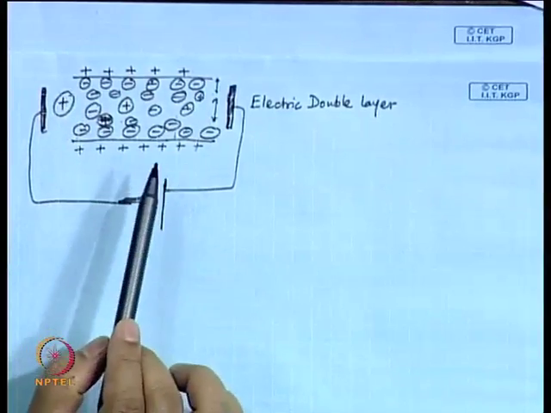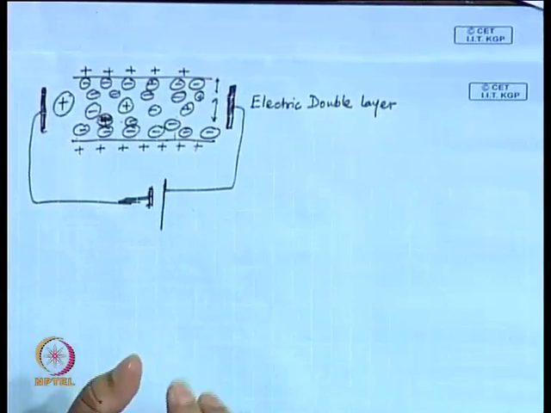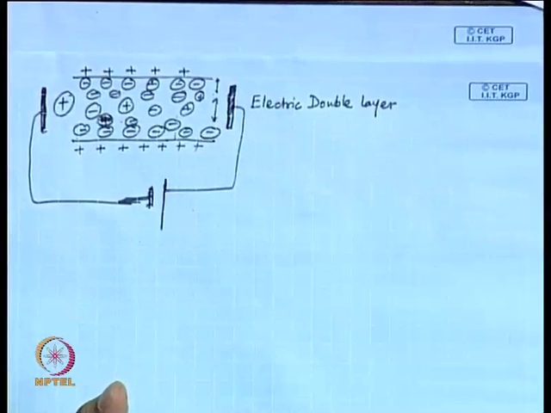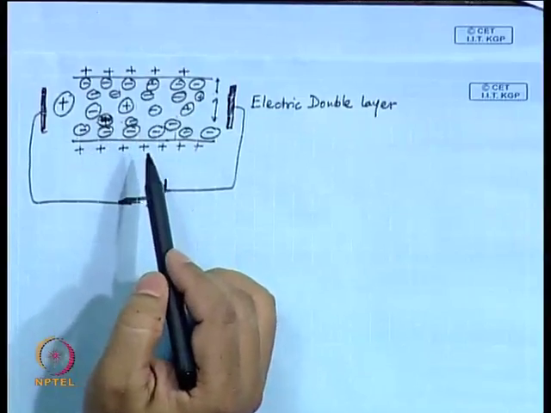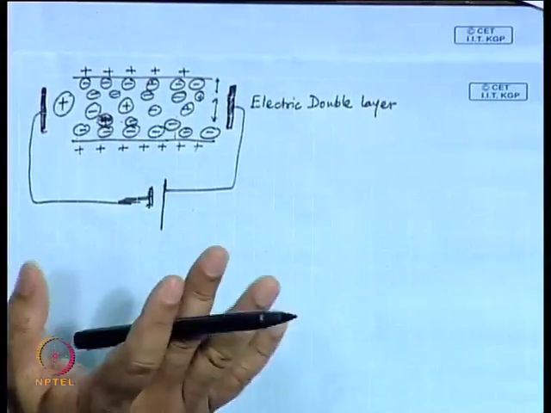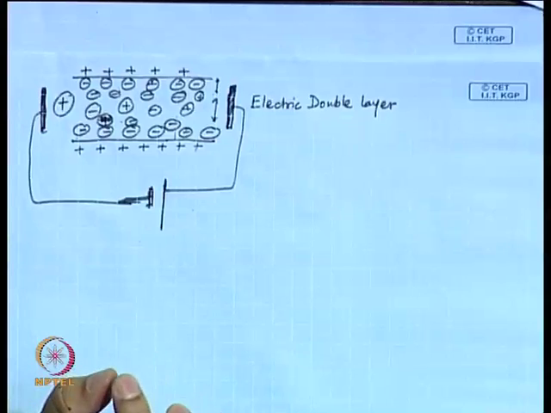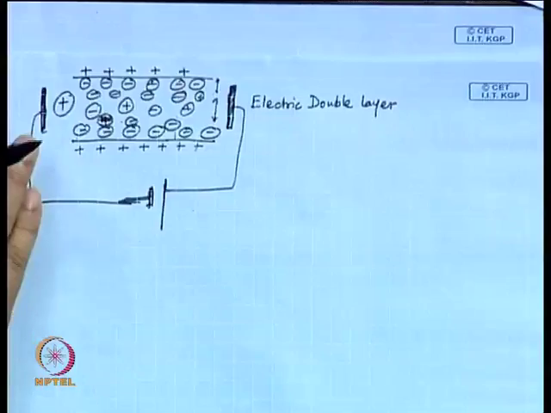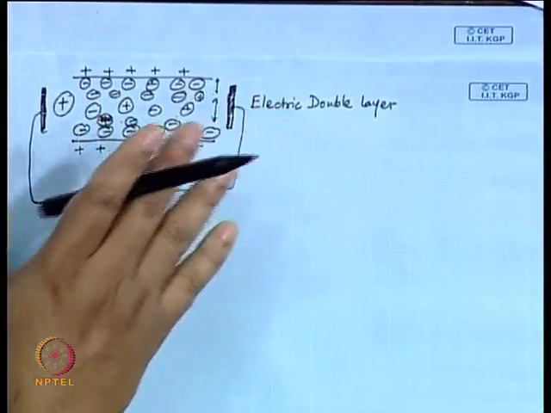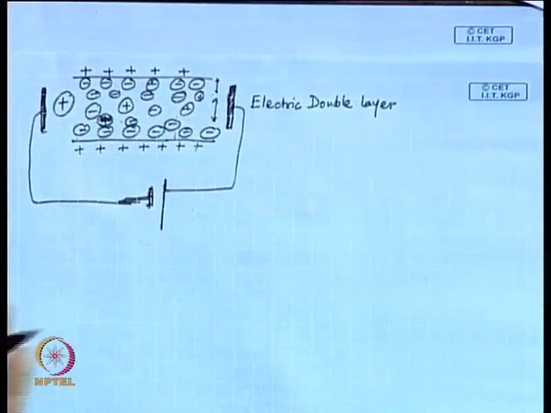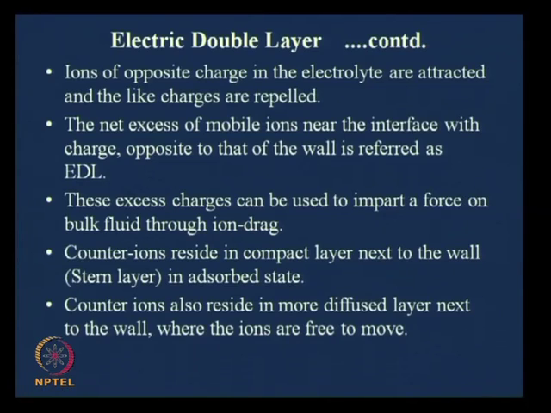So we can show that from the Navier-Stokes equation, there would be an additional body force term coming in here. There would be viscosity, there would be everything, but because of that extra body force term, there would be a net movement of the fluid from one direction to the other. And that is arising because of this body force term, as I said. So, you can say that these excess charges can be used to impart a force on bulk fluid through ion drag.